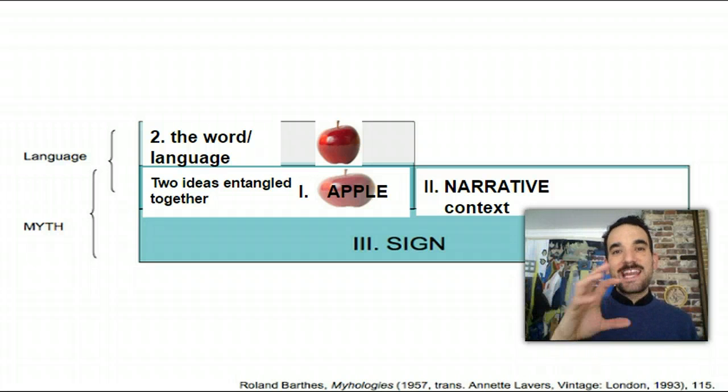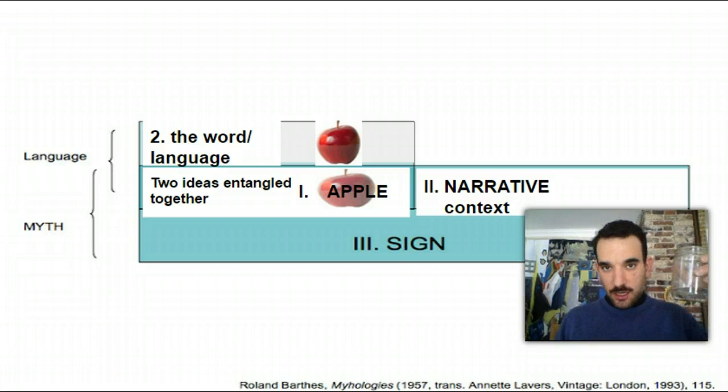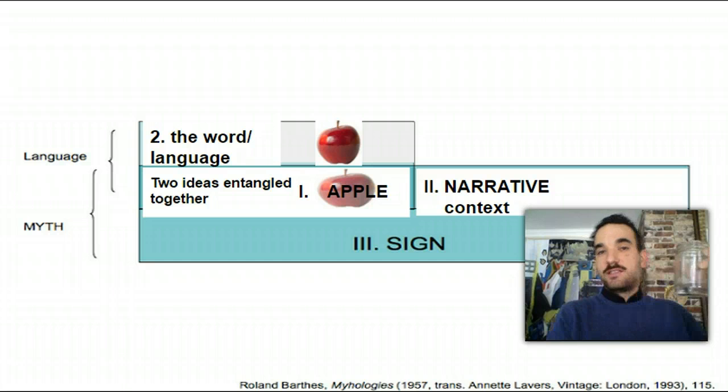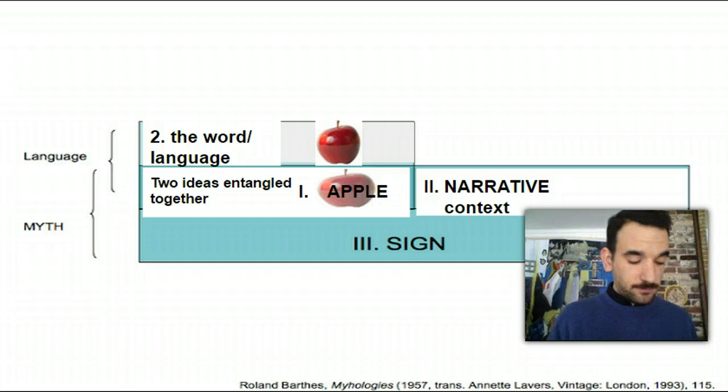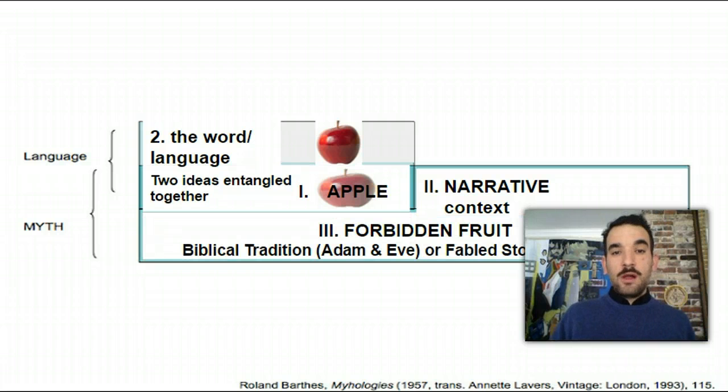And so what we're adding then is signification. This began as a jar, I've added a different context to it, and it has become a glass of water, to give more examples. And so one idea that we then ascribe to this apple is the narrative of a forbidden fruit. In the case of both the biblical tradition of Adam and Eve or the fabled story, I give the example here of Snow White.